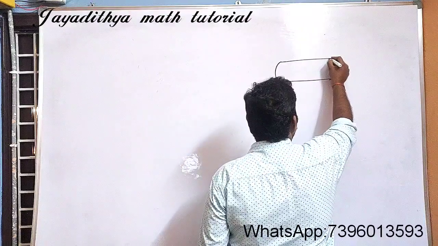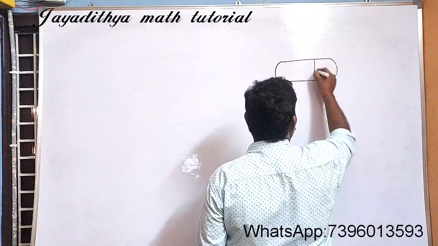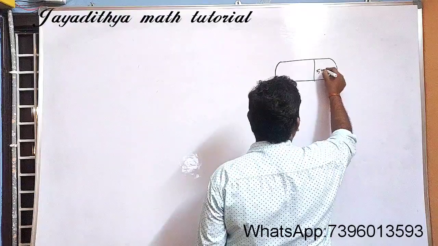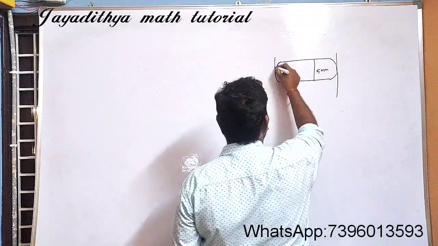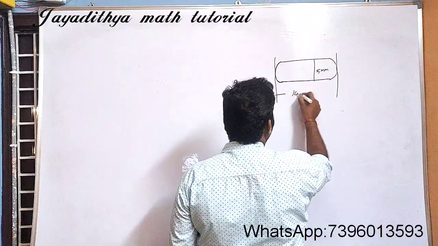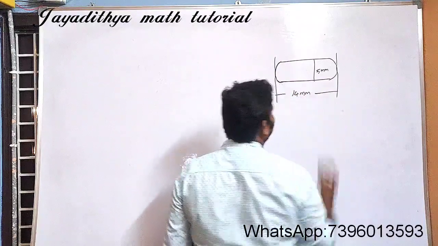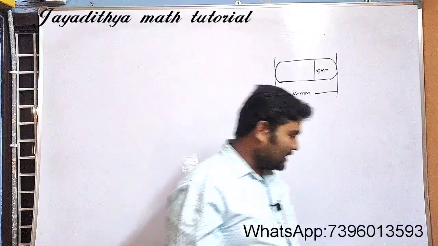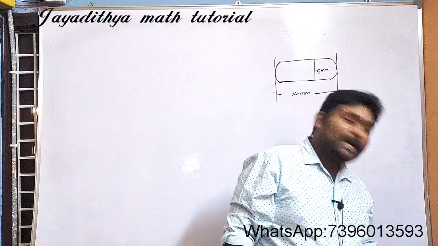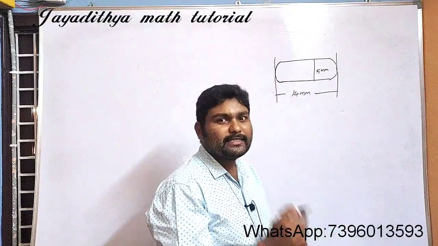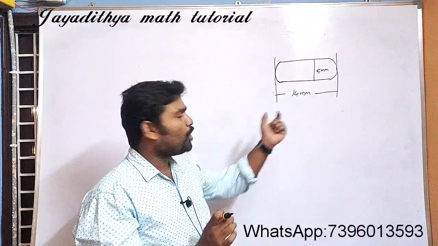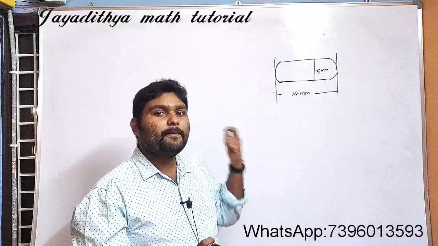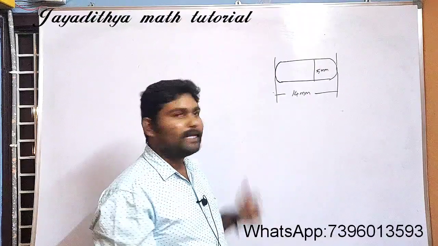So see here, the width means this part. The width is 5 mm and the length of the capsule means this part. The total length is 14 mm. Now you should find its surface area. So here you need to be cautious.